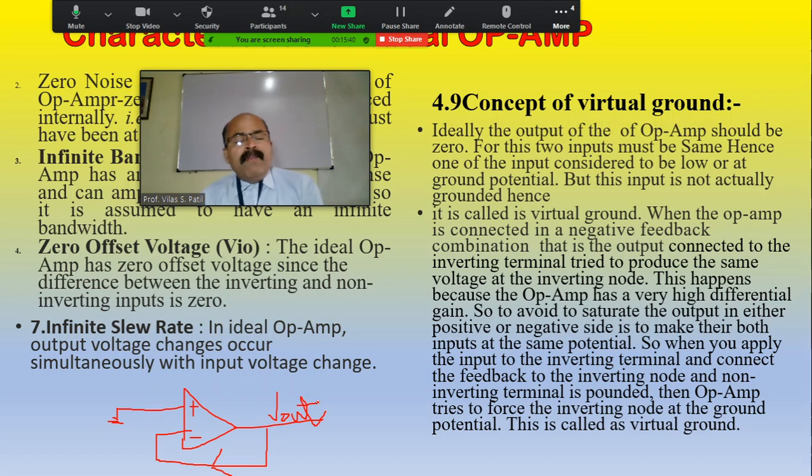In case of negative feedback, the output and input are out of phase, 180 degrees out of phase. That is, in case of inverting input and output there is a phase shift of 180 degrees, and this feedback is known as inverting feedback or negative feedback.